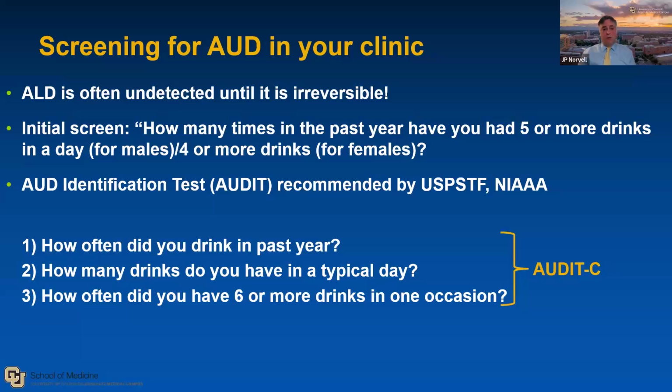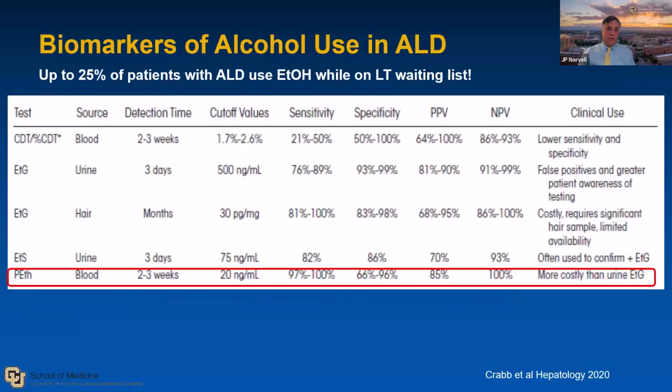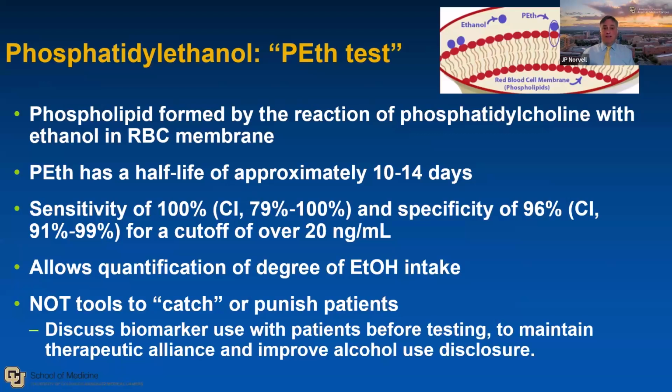So we've been using biomarkers for a long time when it comes to alcoholic liver disease, like urinary EtG. But really the one that has really taken off recently, and I strongly recommend using, is the PEth test, or phosphatidylethanol. Essentially, it's a very specific reaction of a phospholipid that is formed when phosphatidylcholine reacts with ethanol in the red blood cell membrane. So we kind of refer to this as the hemoglobin A1C of alcohol tests.